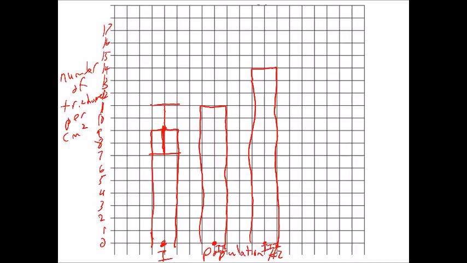For population 2, again, we need to go up 2 standard errors. From 11, if we go up 2 standard errors of the mean, that puts us at 13. If we go down, that's going to put us at 9. For population 3, up 2 standard errors is going to put us at 16. Down 2 standard errors is going to put us at 12. So now we have our error bars. For population 3, we can be 95% sure that the true population mean for number of trichomes per square centimeter is somewhere between 16 and 12.